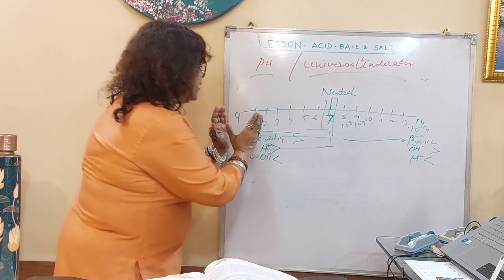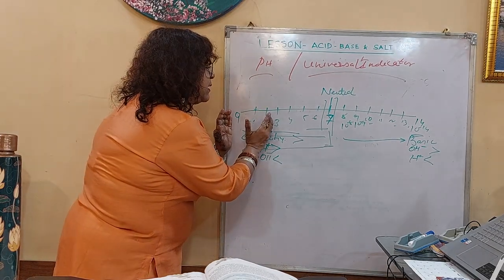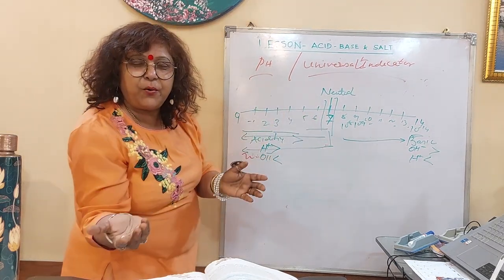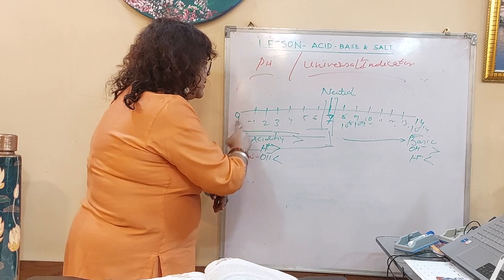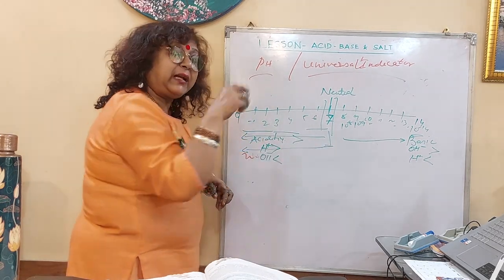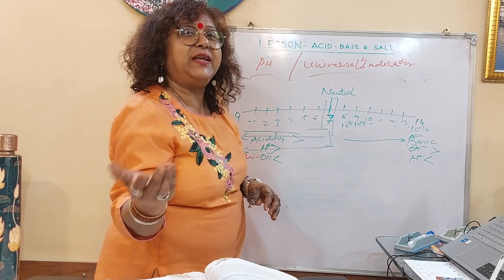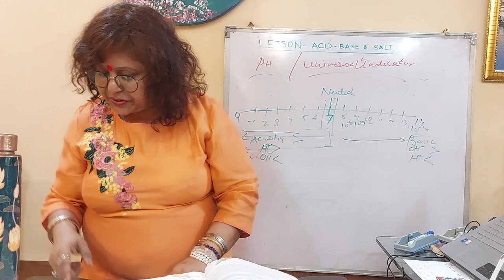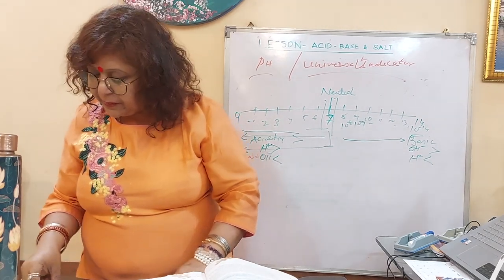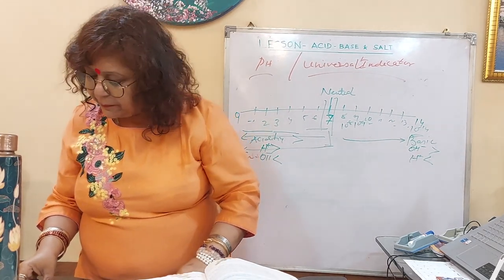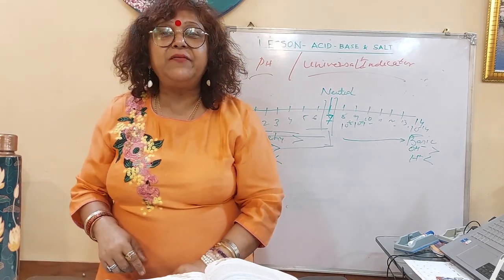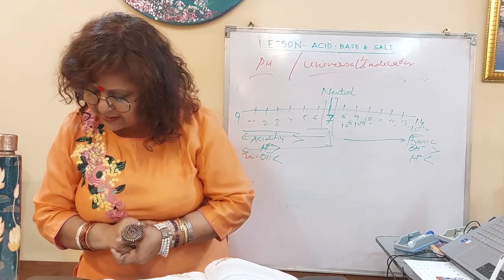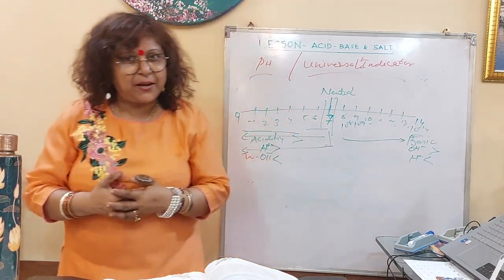And the range, this range 0 to 2, strongly acidic, moderately acidic, weakly acidic. So in your board, they can ask you questions about strongly acidic, weakly acidic, moderately acidic. They can also ask in assertion reasoning. Two solutions are there, X and Y. Like I ask you one question. You have two solutions A and B. The pH of solution A is 6 and the pH of solution B is 8. Which solution will have more hydrogen ion concentration? Which solution is acidic and which one is basic? Such questions.